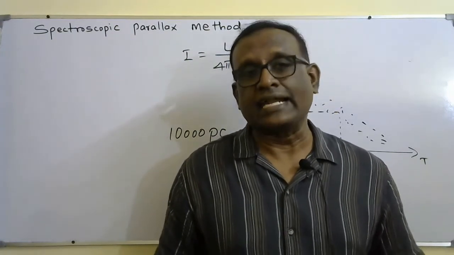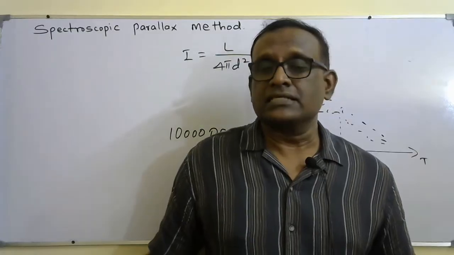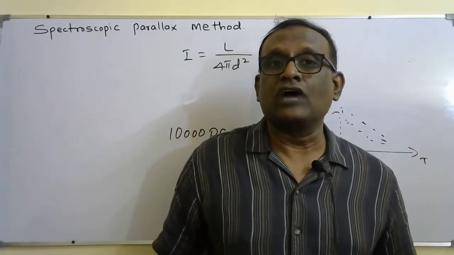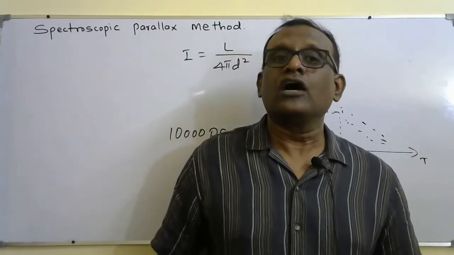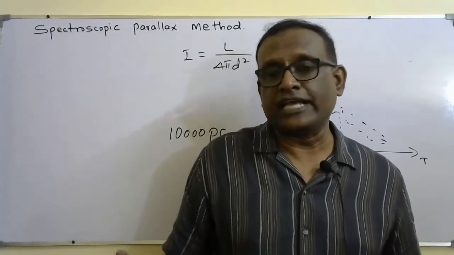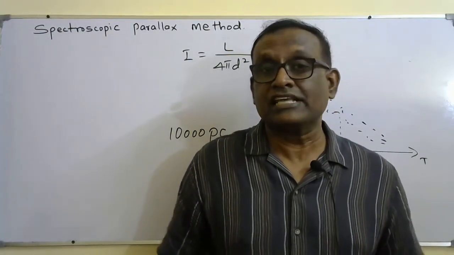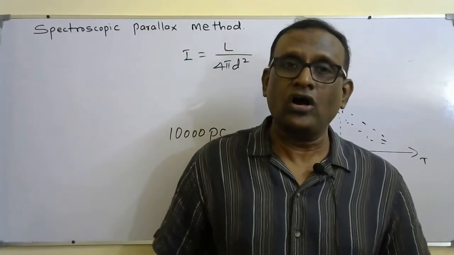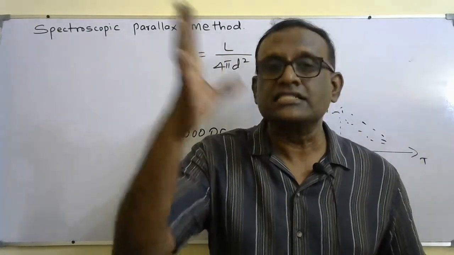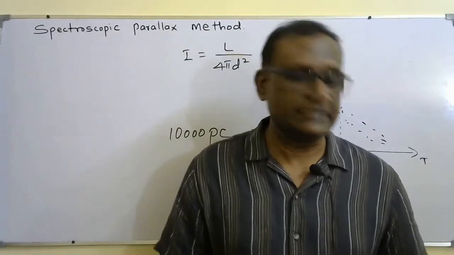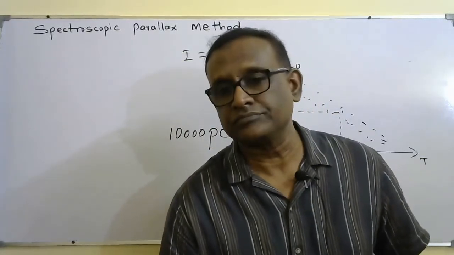There we use standard candle. Standard candle means a star with known luminosity. There are two different methods. We can use a Cepheid variable as a standard candle, or we assume the luminosity of a star is known. Either way we can do. I'll explain that in my next method.